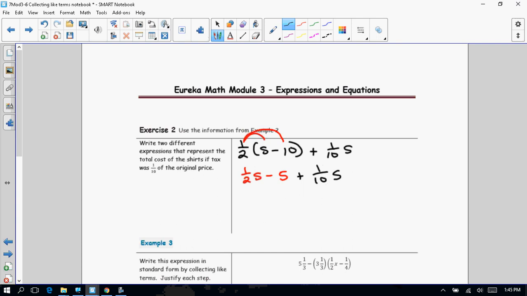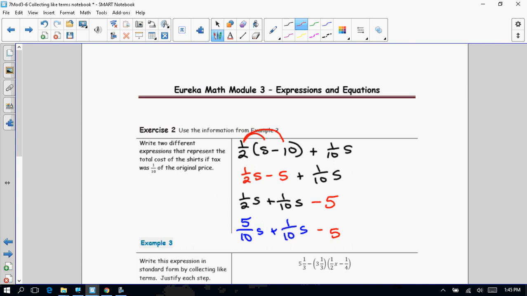s. I don't like using s's and 5s. They look alike. Okay, that being said, I'm going to combine my s's. 1/2 s plus 1/10 s minus 5. Okay, well, I need a common denominator. Common denominator would be 10, so this becomes 5/10 s plus 1/10 s minus 5.